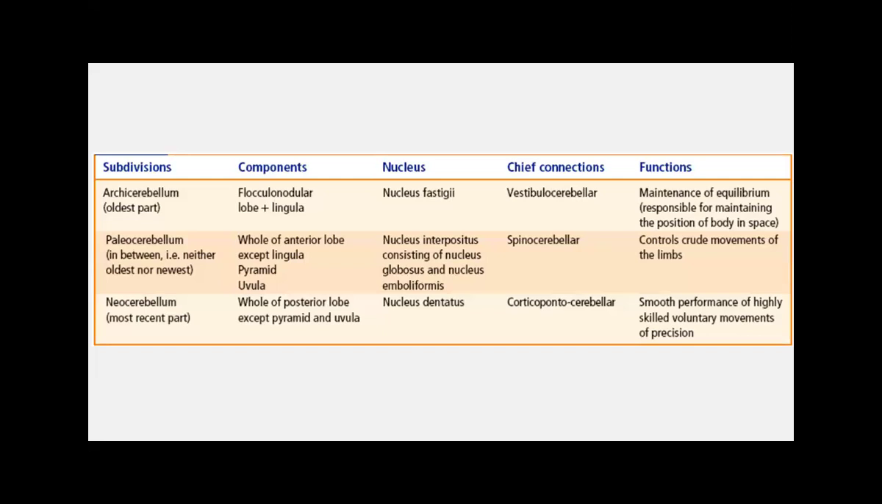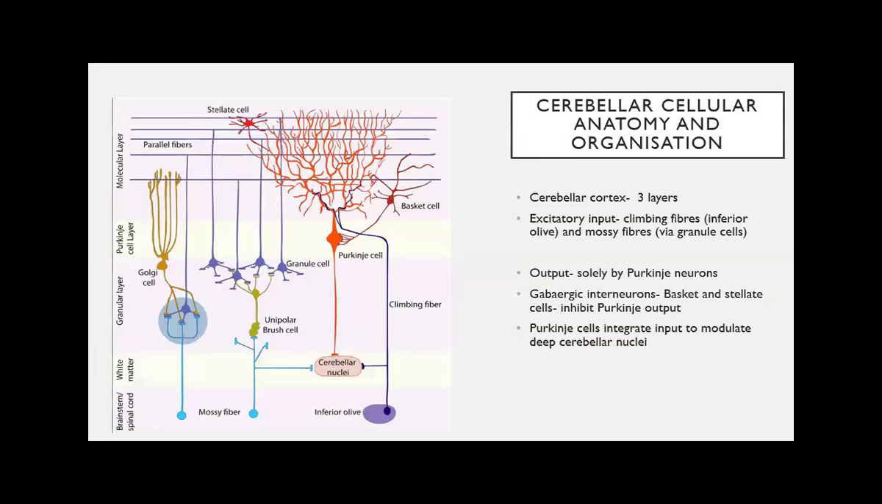Whereas paleocerebellum is in between, neither the oldest nor the newest, where the whole of the anterior lobe is involved, and it has the nucleus interpositus consisting of nucleus globosus and emboliform, and it has connections with the spinocerebellar pathway, and it controls crude movements of the limb. The neocerebellum is the most recent one. It is constituted by the whole of the posterior lobe and the lateral lobes of the cerebellum, and the nucleus connected to it is the dentate. It has chief outflow connections to the corticopontocerebellar fibers and helps in smooth voluntary movements.